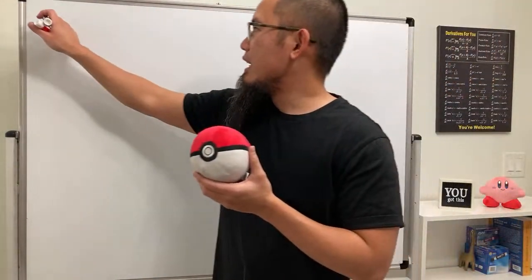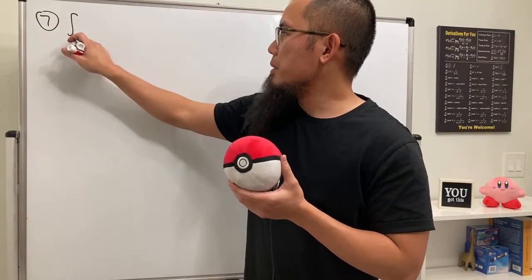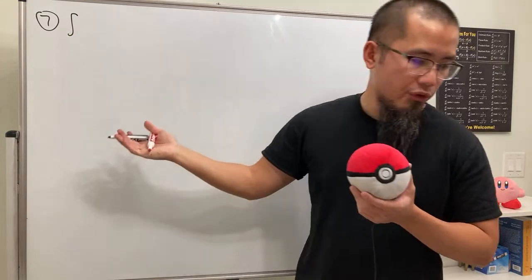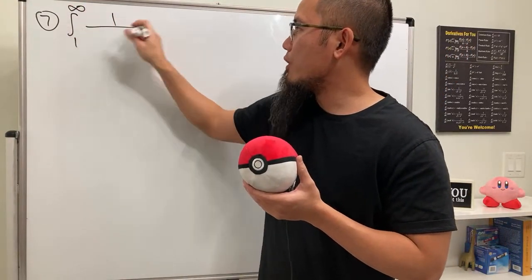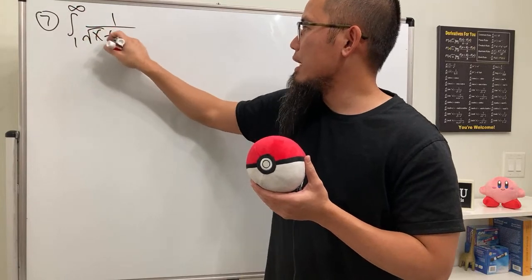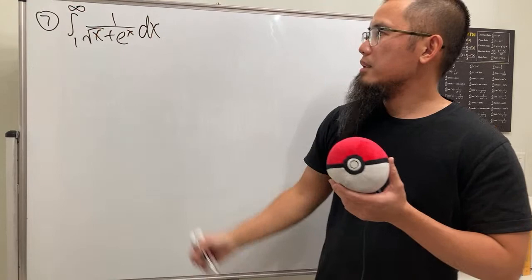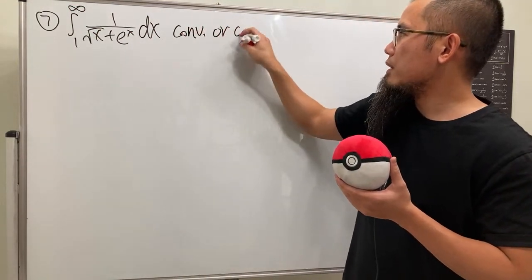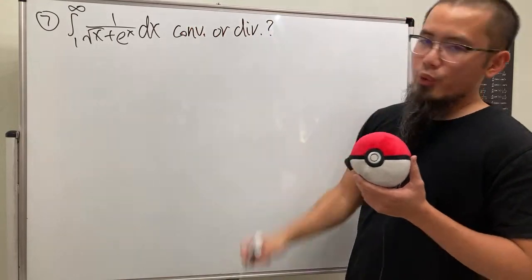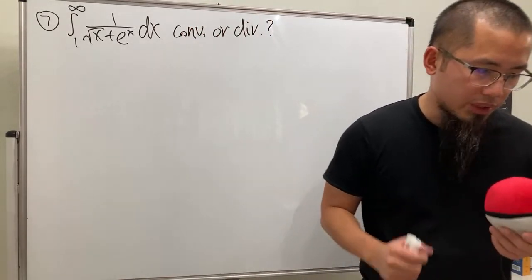Okay, so number 7, this is a shorter question now. We are going to determine if the improper integral going from 1 to infinity of 1 over the square root of x plus e to the x converges or not. Let me write that down right here. Just real quick in the chat, let me know, does this converge or not?